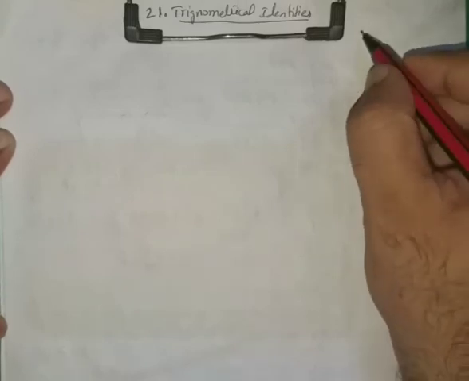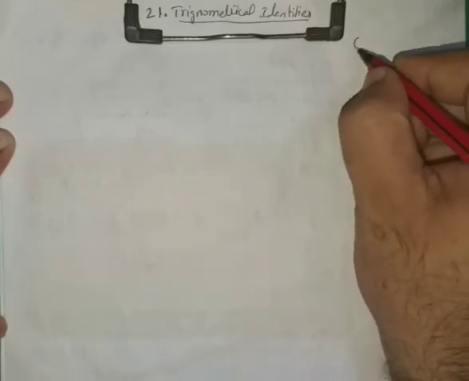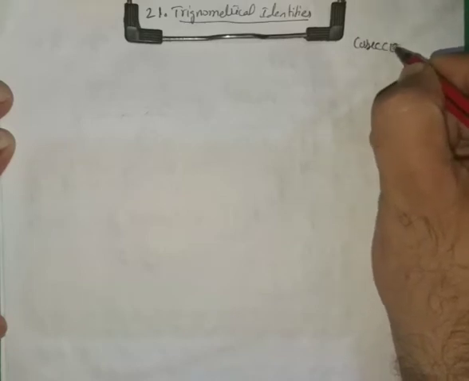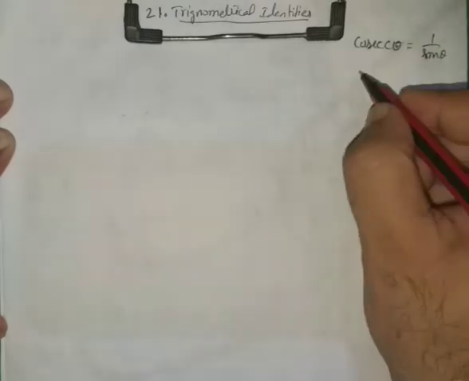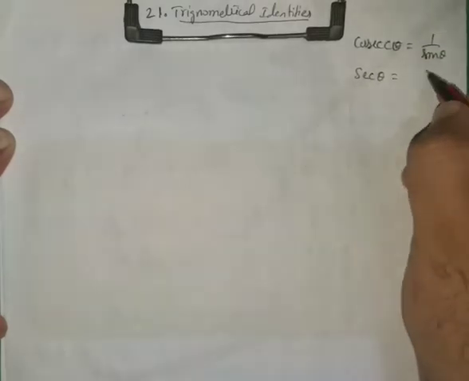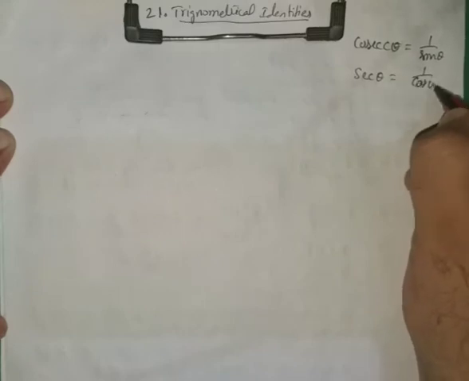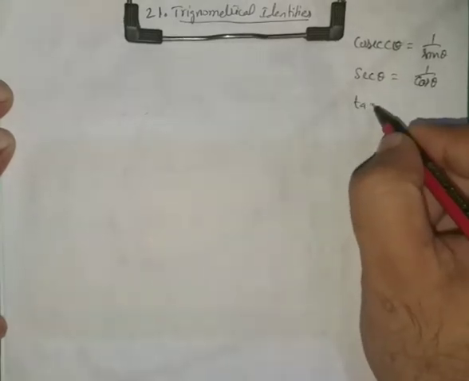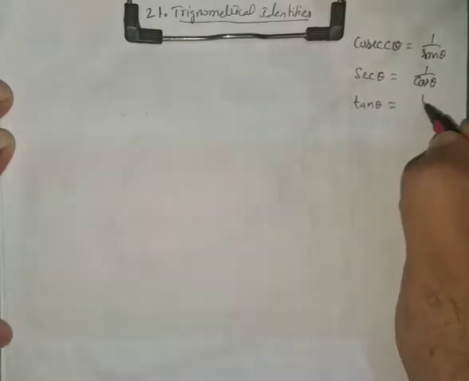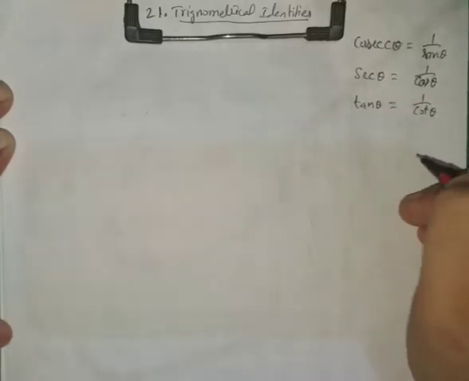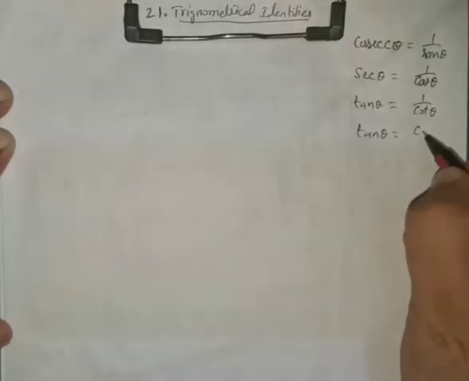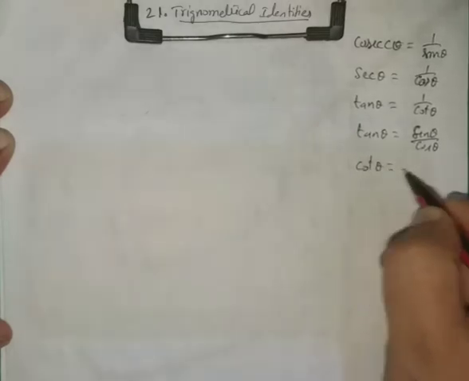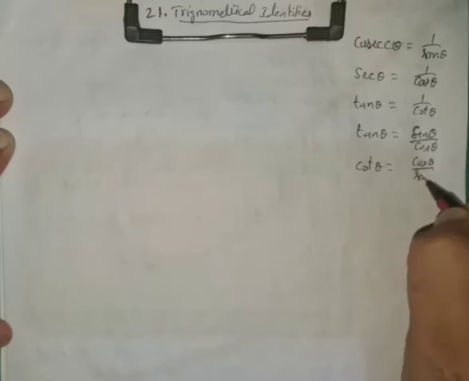related with their reciprocals. So here the first thing that we have seen is cosecant theta. Cosecant theta is equal to 1 over sin theta, or sin theta equal to 1 over cosecant theta. Then secant theta is equal to 1 over cos theta. And we have also seen that tan theta is equal to 1 over cot theta, or cot theta equal to 1 over tan theta. And we have also seen tan theta equal to sin theta over cos theta, and cot theta equal to cos theta over sin theta.